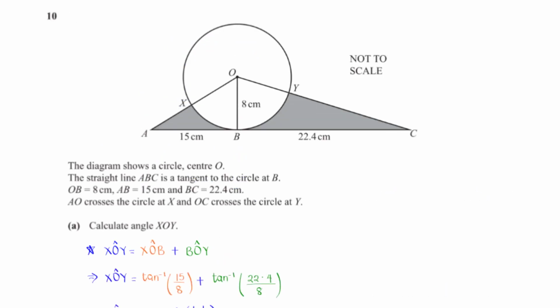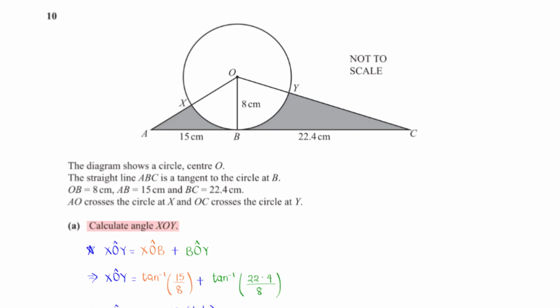The diagram shows a circle center O. The straight line ABC is a tangent to the circle at B. OB is 8 centimeters, AB is 15 centimeters, and BC is 22.4 centimeters. AO crosses the circle at X, and OC crosses the circle at Y.